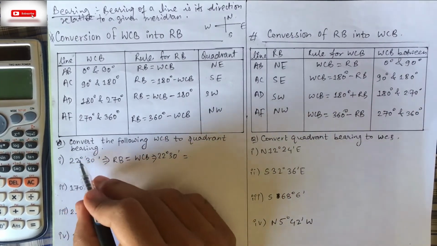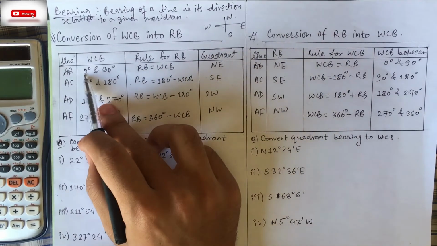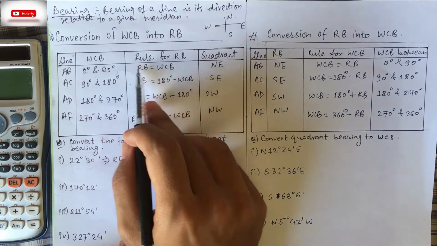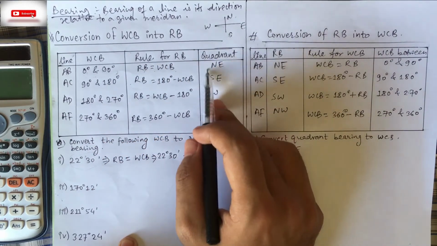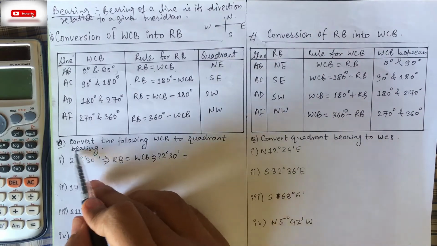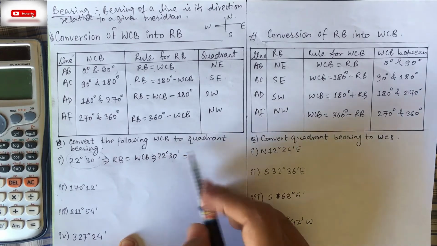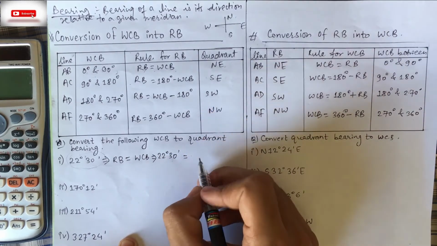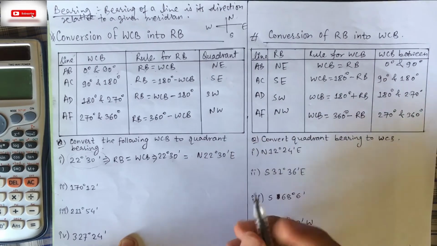So 22 degree 30 minutes means it will be here. It falls between 0 degree and 90 degree. So here the rule is RB is equal to WCB, so it will be in the northeast. Whatever our question is given, it will be equal. So we'll write 22 degree 30 minutes only, but it will be in the northeast. So we'll write north 22 degree 30 minute east.